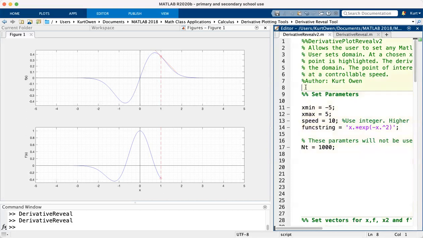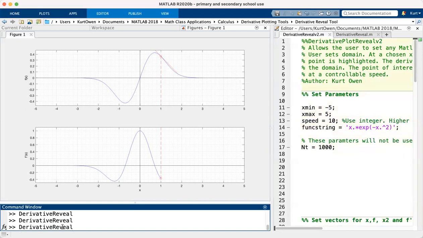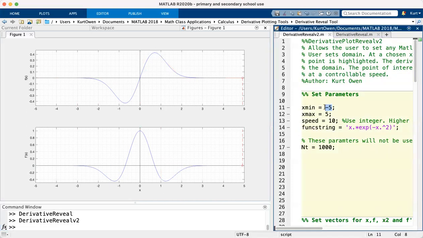So there is a speed factor here, and let's go ahead and run DerivativeReveal 2, version 2, and you can see it automatically does the whole thing left to right. Okay, now let me add one more feature here. Let's say that we were doing from 0 to 5, and we were going to do the function negative x squared minus 3. Whoops, that should be in the string. Minus 3. Okay, so here's another function.